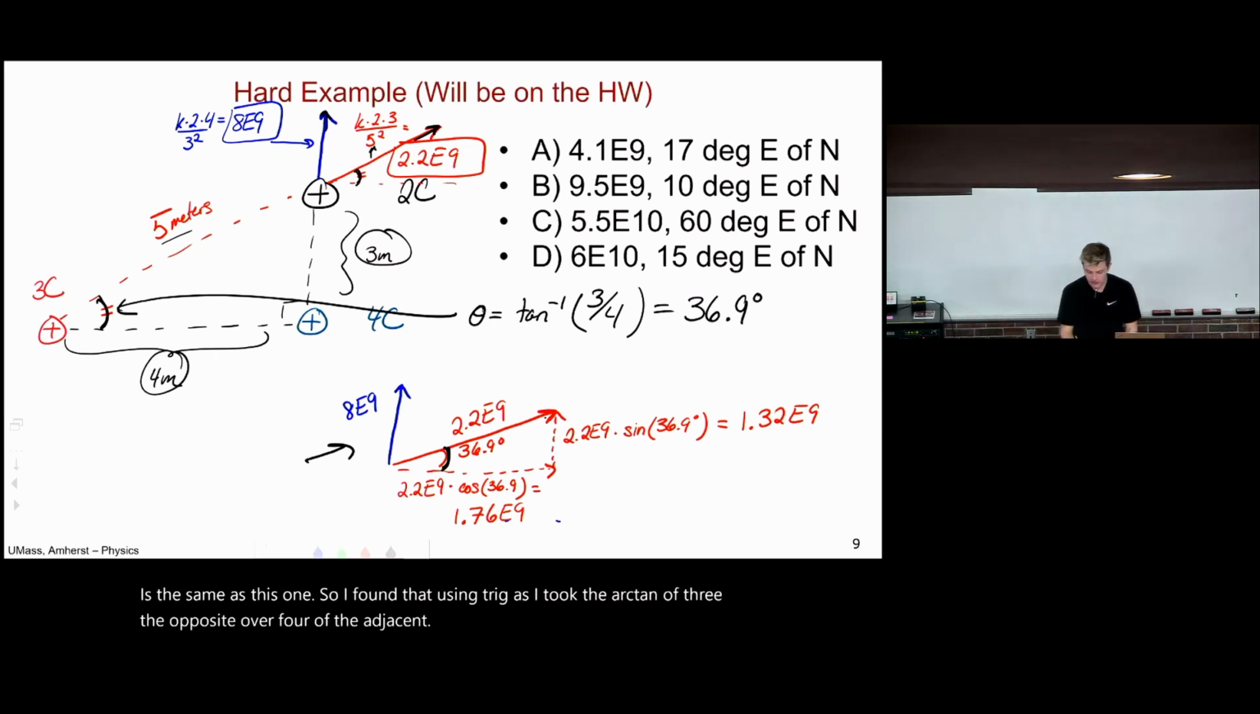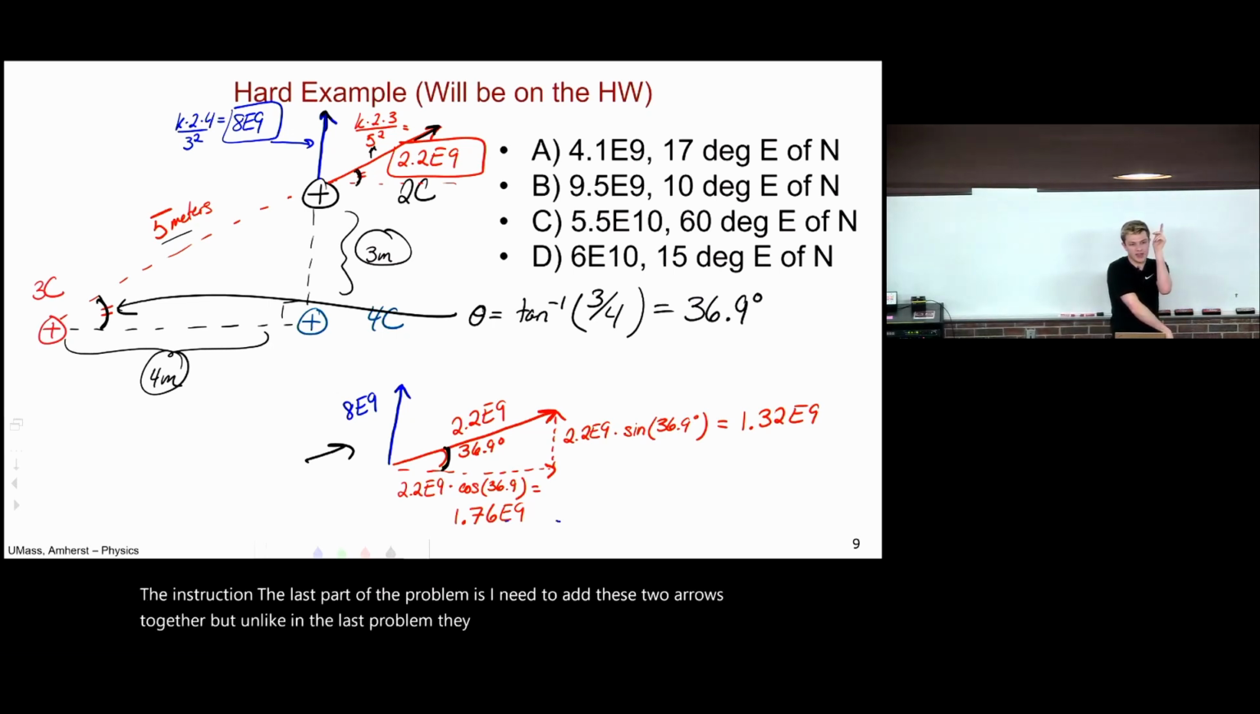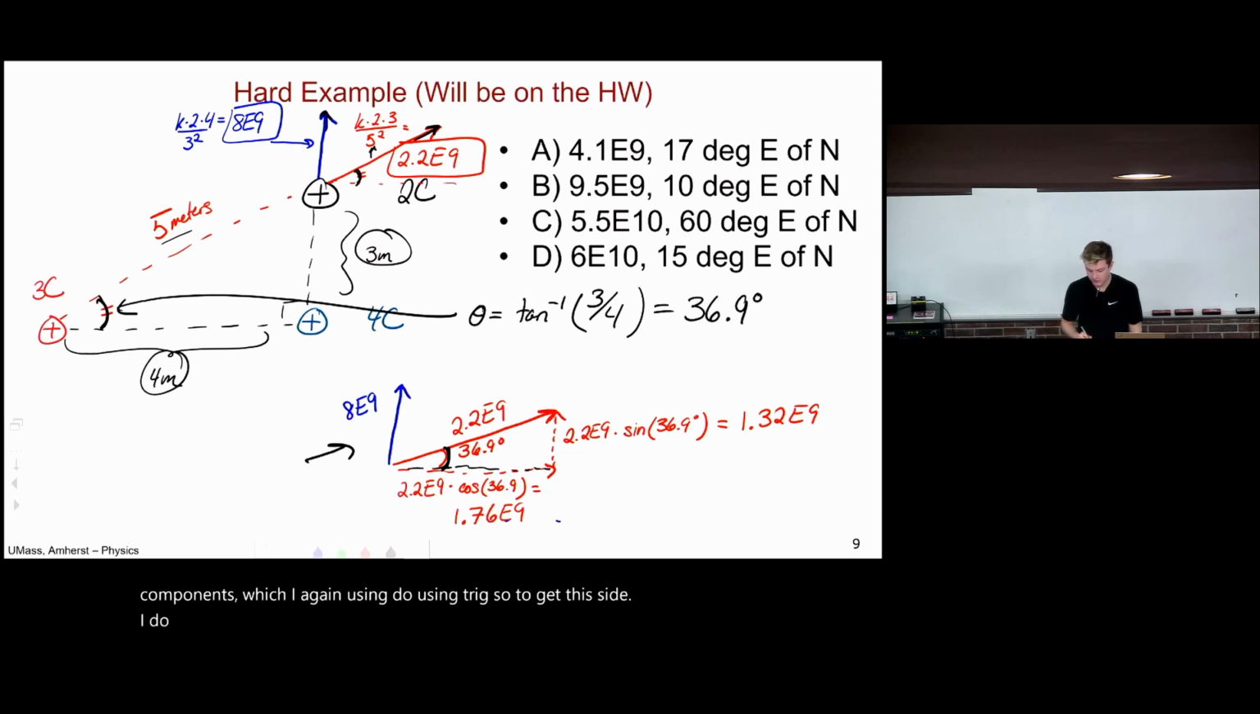Now, the last part of the problem is I need to add these 2 arrows together, but unlike in the last problem, they aren't on the same line, so I can't just add or subtract their sizes. I need to break up the diagonal one into its x and y components, which I again do using trig. So to get this side, I do the hypotenuse times cosine of 36.9, and to get the vertical side, I do it times the sine of 36.9.